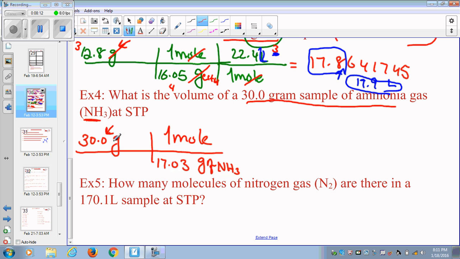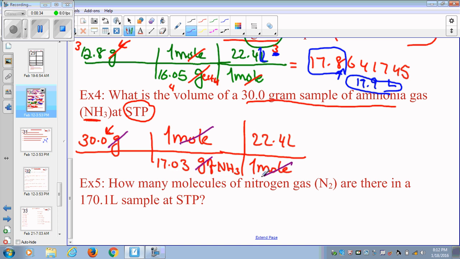So grams will get cancelled. Molar mass is always equal to 1 mole, and then 1 mole is equal to 22.4 liters at STP. You know, this condition is given right here. So I have 22.4 liters. The grams get cancelled, moles get cancelled. You multiply across, divide by the denominator.